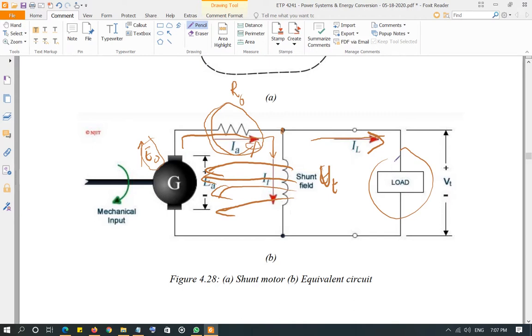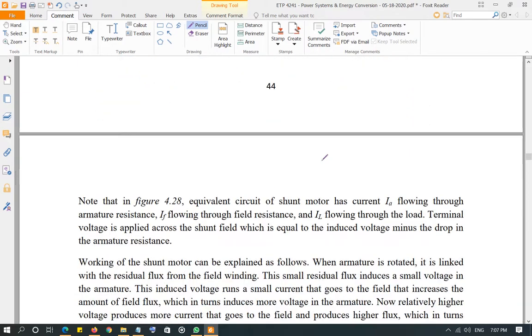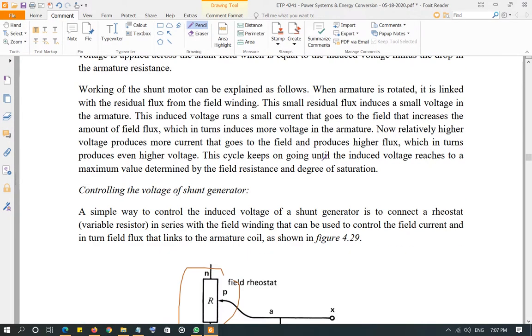The plus point again is that you don't need any external source to run the shunt generator. It's all in there. You have the residual flux in the shunt field. That residual flux is going to generate some voltage, that will run some current, that will generate even higher voltage, run some current, and so on and so forth. So there's an advantage and a disadvantage.